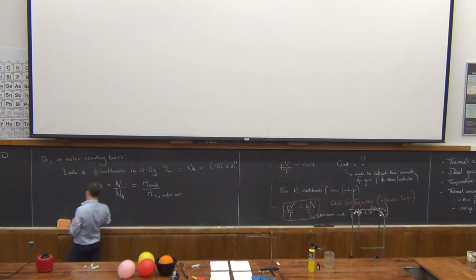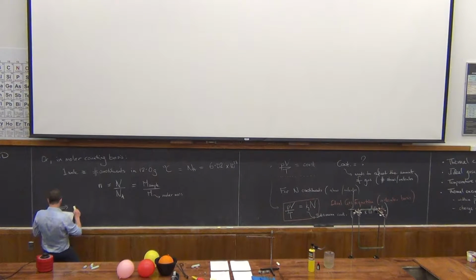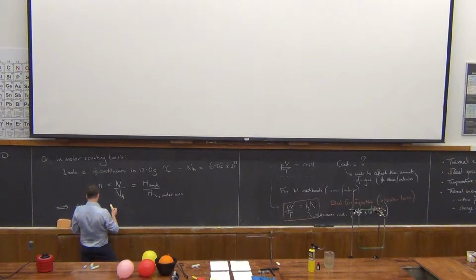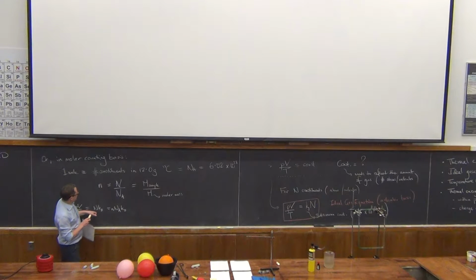So what I have now is the following. I've got PV over T initially in my molecular counting basis. Now I'm going to write this as N_A times N times k_B. Let me make sure I've got this right. So I'm now writing N in terms of the number of moles and Avogadro's number.